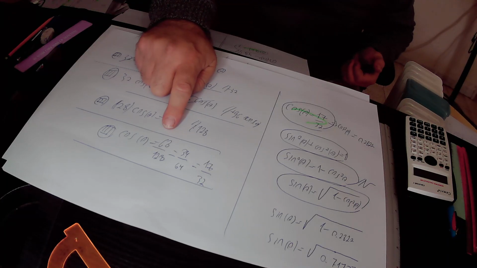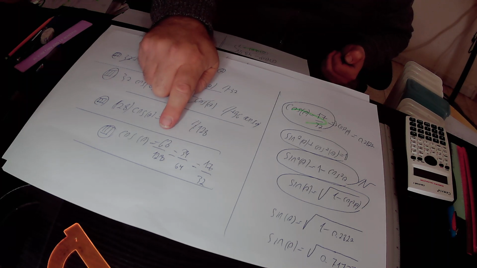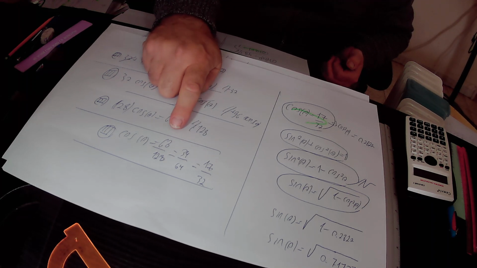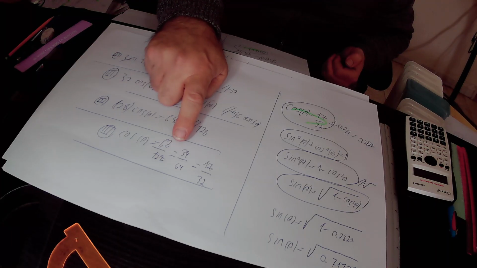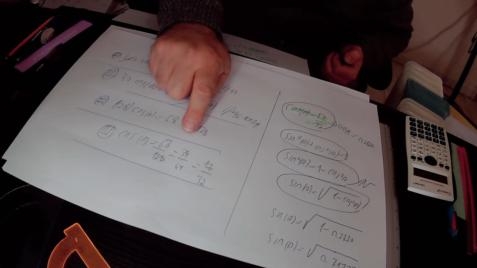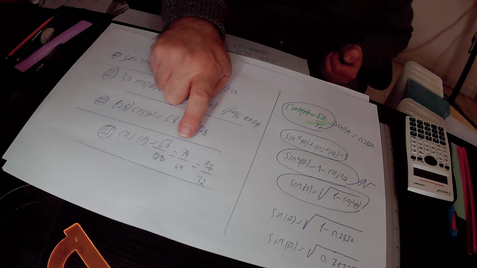Here we divided both the numerator and the denominator of this expression by 2. 68 over 2 is 34. 68 over 4 is 34. And 128 over 2 is 64. So in total we have here 34 over 64.